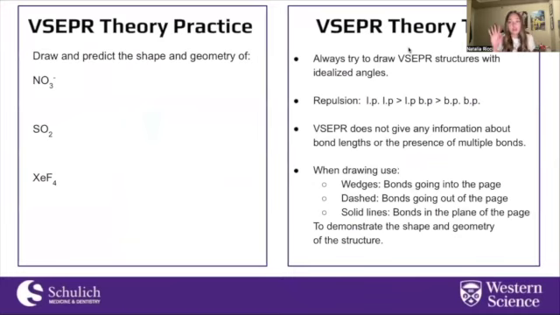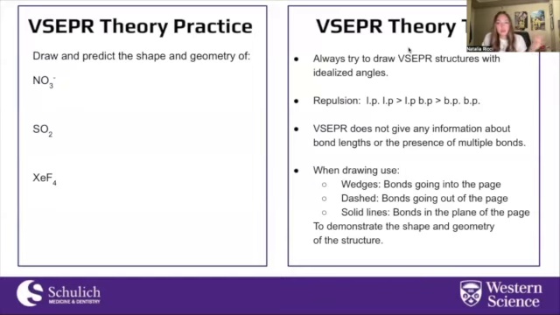Now, we're going to do some practice, but I want to go through some tips and things to remember, especially when you're doing practice. First, for VSEPR, always try to draw your structure with idealized angles. This means, for example, in trigonal planar, we saw the angle being 120 degrees, so draw it with that 120-degree angle between the groups. It shows the structure better. Also, reiterating that the repulsion between lone pairs is greater than lone pair to bond pair, which is greater than bond pair to bond pair. We discussed that.